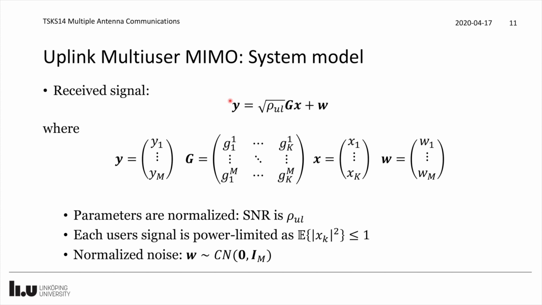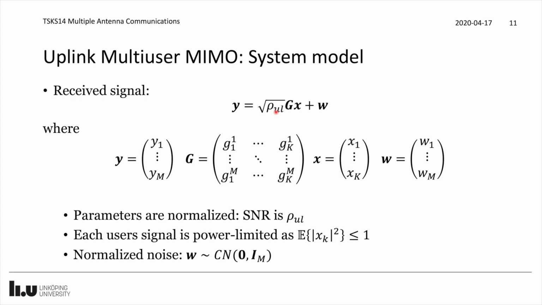And we can always do this without loss of generality. We can take y and divide by the true standard deviation of the noise, and that way we can move it from W to rho uplink. And since we have a product of rho uplink and x here, we can move its power to rho uplink as well, without loss of generality. So this is the basic description of the uplink in multiuser MIMO.